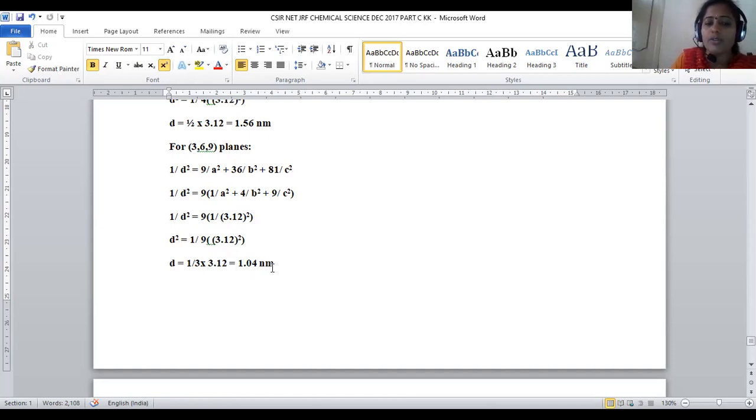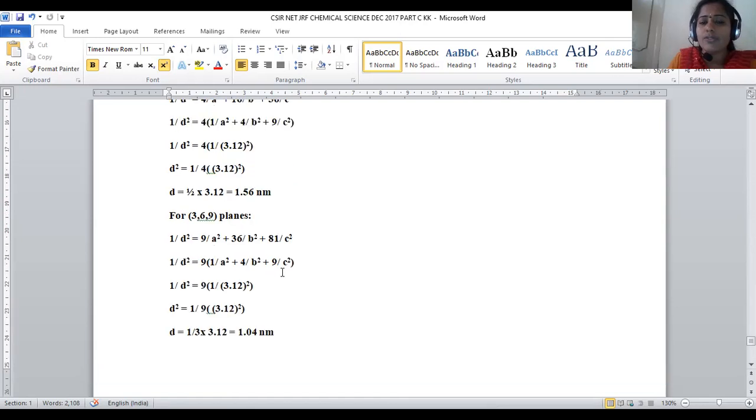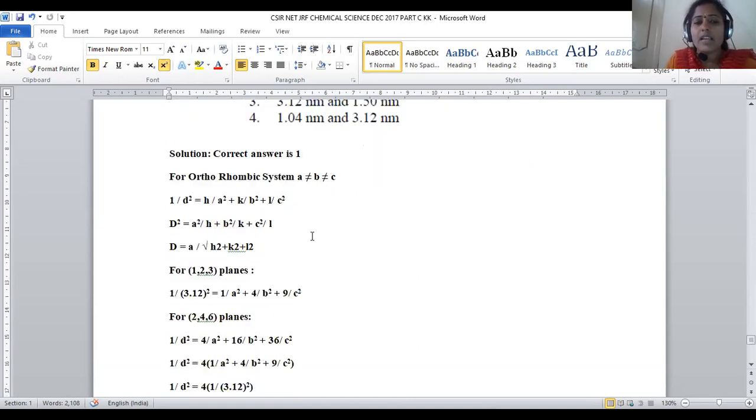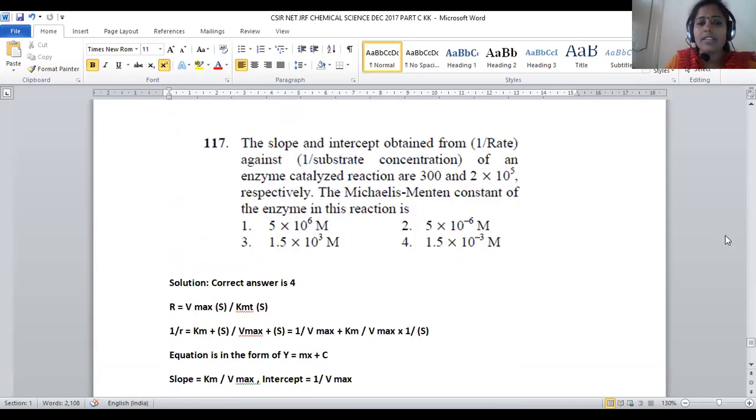The value will be 1.04 nanometers. For the 3, 6, 9 plane, the distance will be 1.04 nanometers. So that will be given in option number 1. For question number 116, option number 1 will be the right answer. Let us move on to question number 117.